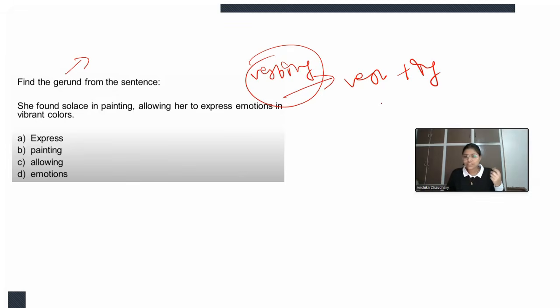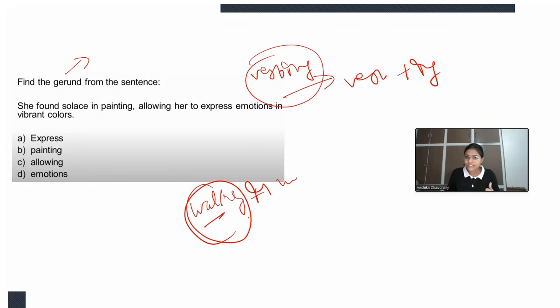So verb plus ing, and that particular word will be functioning as a noun, but not a verb. For example, walking is good, right? Walking is good. So here it is working as a noun, not as a verb, right? But we have verb plus ing. So that is what a gerund is.